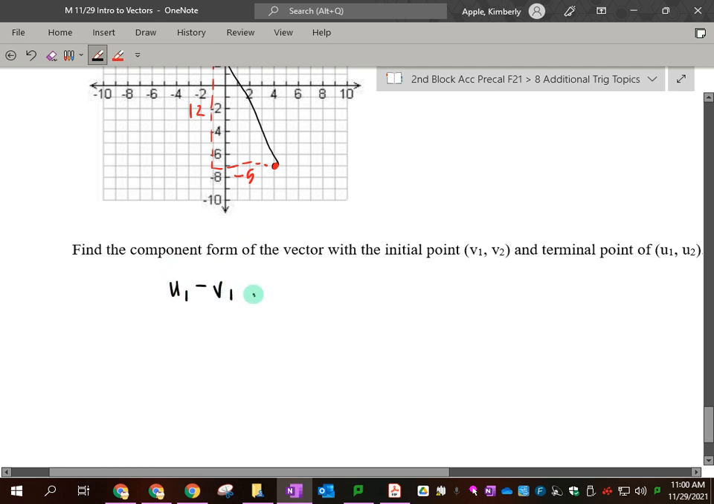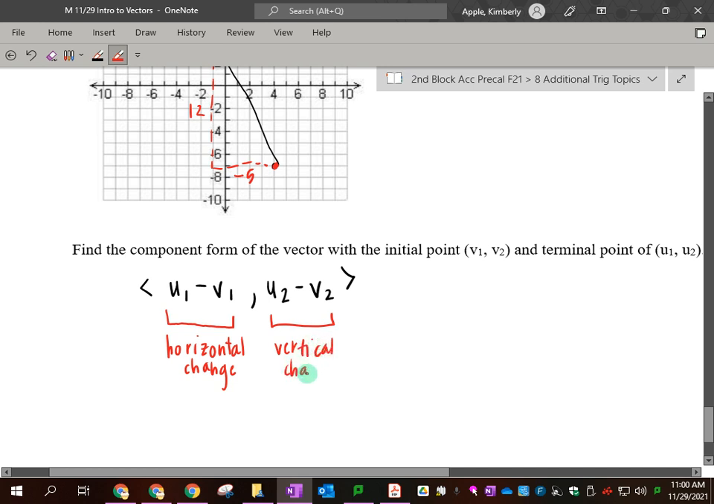So if this is the terminal point, U1 minus V1, and then U2 minus V2 will give you the component form of the vector. And this is the horizontal change, and this is the vertical change. Which is exactly what we see here. This is the horizontal change, which we saw to be -5, comma, the vertical change, which we saw to be 12.